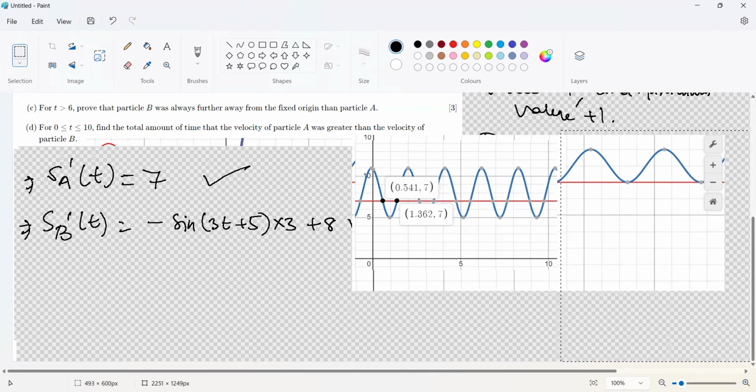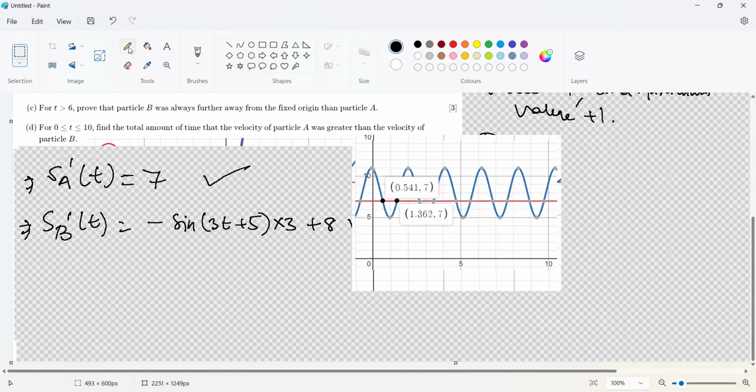And what you can see here, this red one is the velocity of A, and this blue, that curvy one, is the velocity of B. So how many times A is greater than B, you can see the time difference. So from 0.54 to 1.36, here, and then again here, and then here, and then here. Four times it will happen.